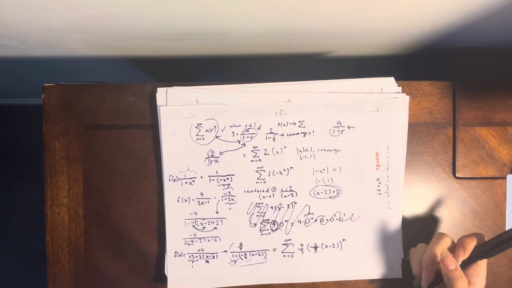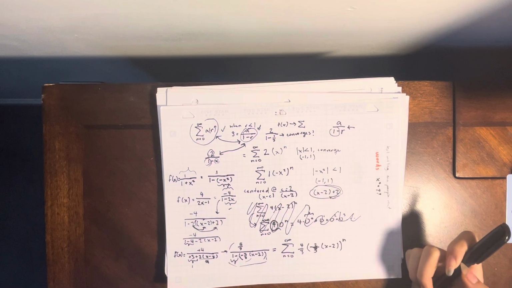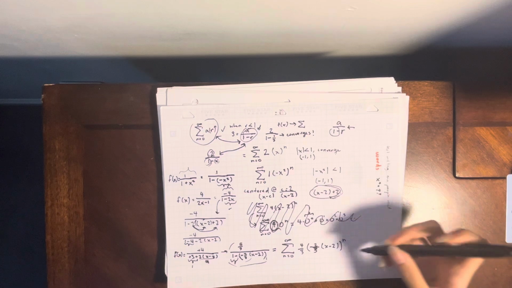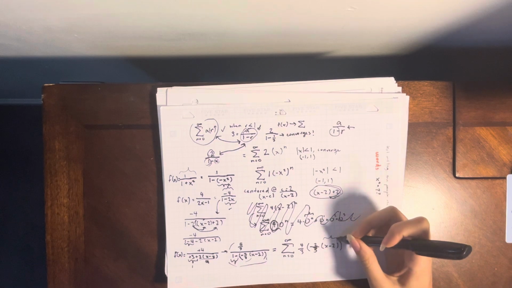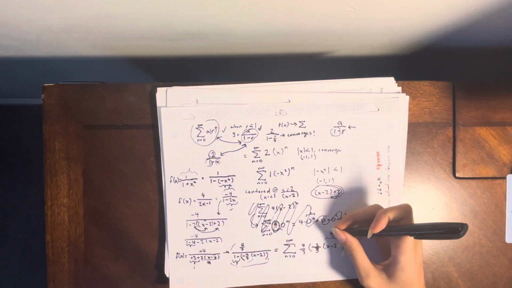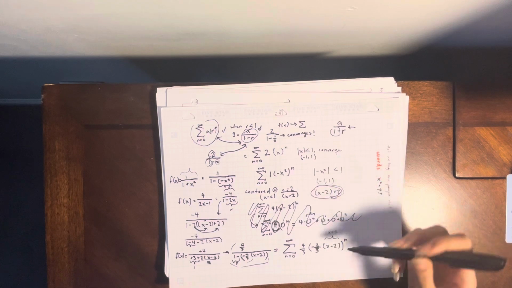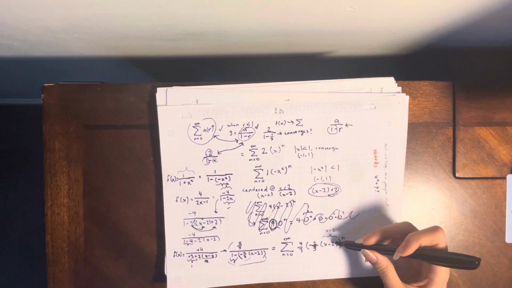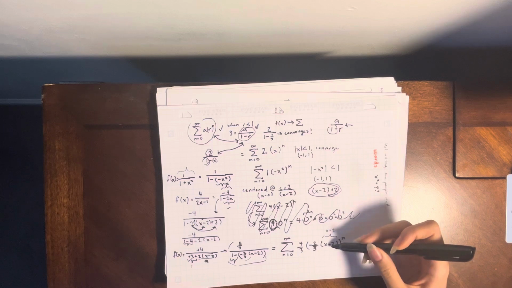So now that we've done that whole thing, we can confirm that it's centered at x equals 2, because we know we have this x minus 2 term in here, right? So we can confirm that she's centered right here.